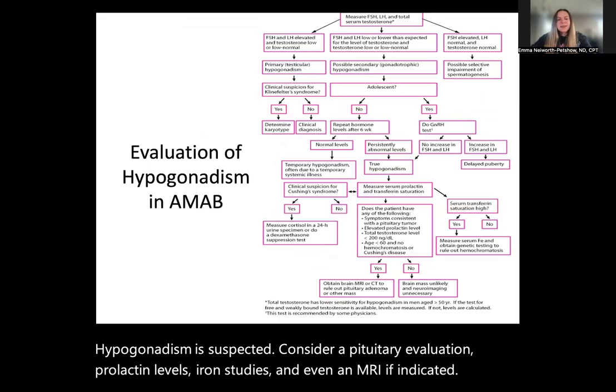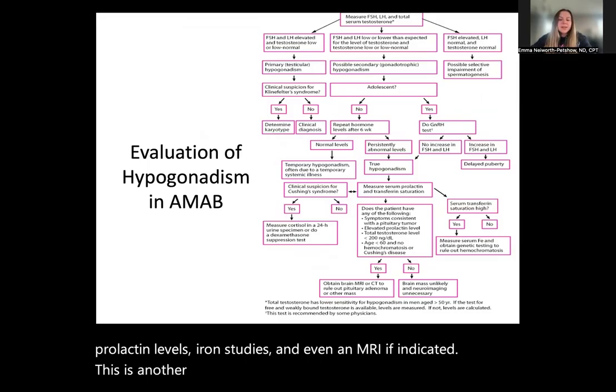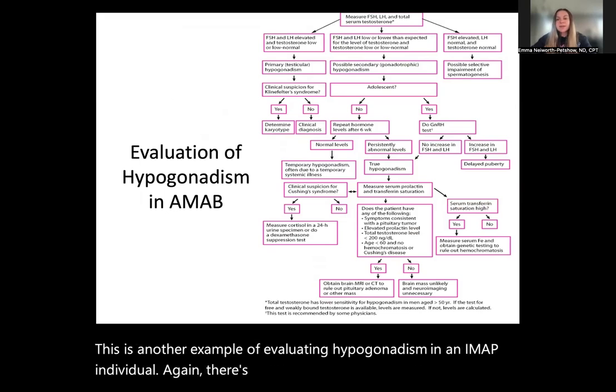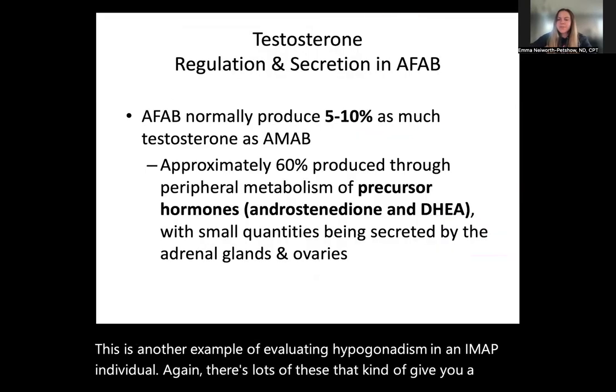This is another example of evaluating hypogonadism in an AMAB individual. Again, there's lots of these that kind of give you a list of steps to follow.